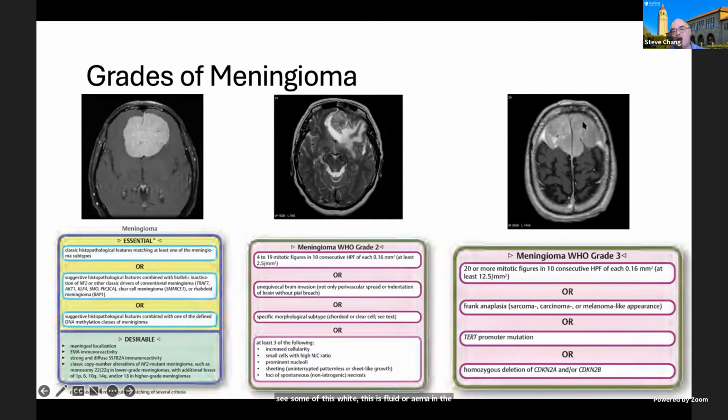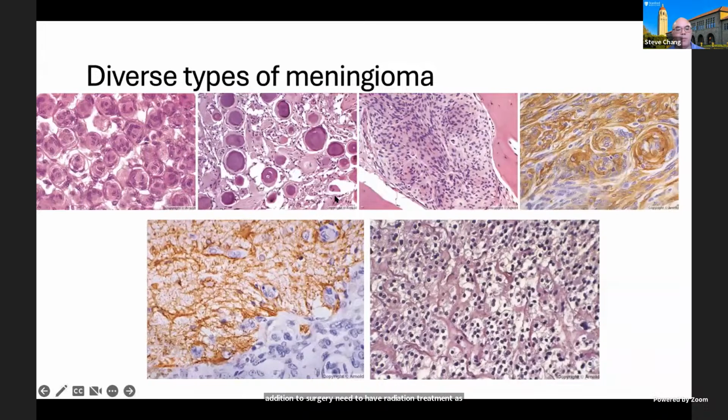And then finally, you can have what's called a grade 3 meningioma. These are tumors that are growing very fast. A large percentage of the tumor cells are actively replicating at any given time. And these tumors, in addition to surgery, need to have radiation treatment as well to achieve control of the tumor.